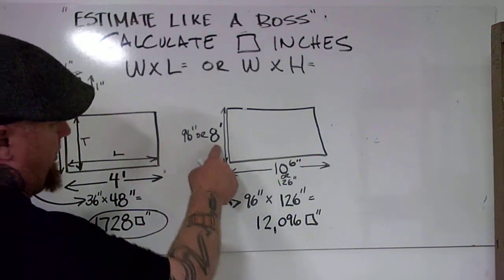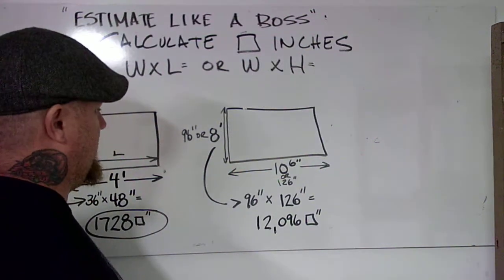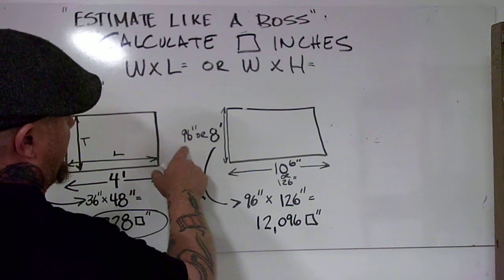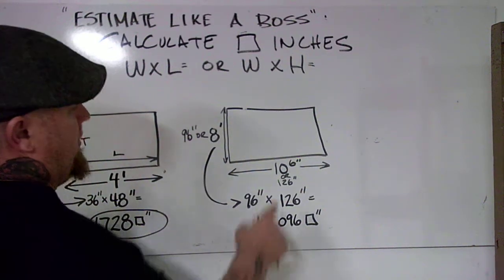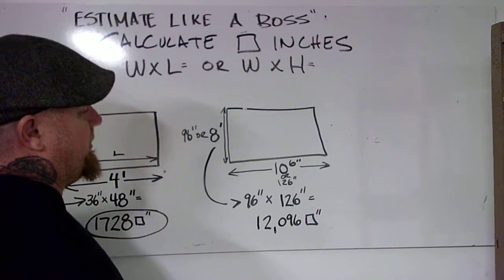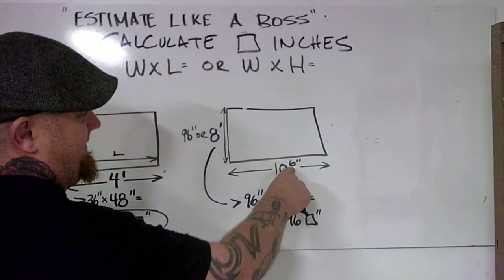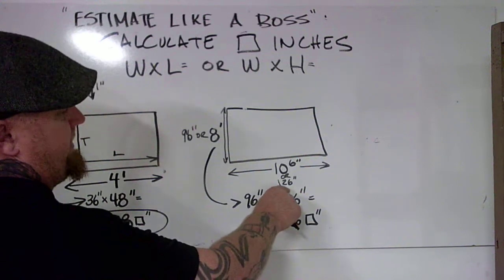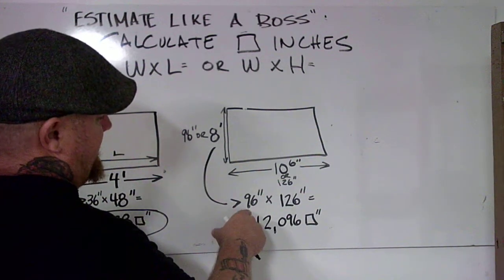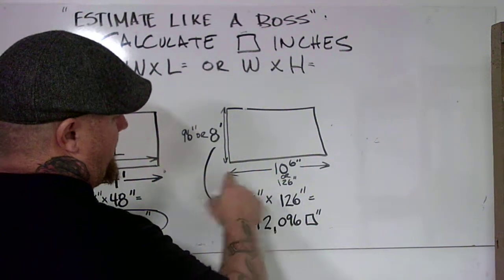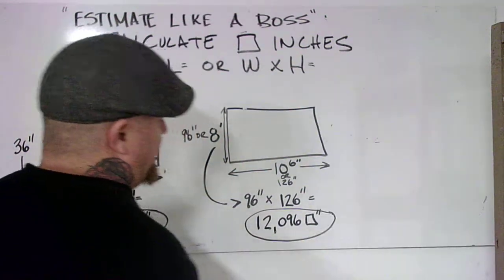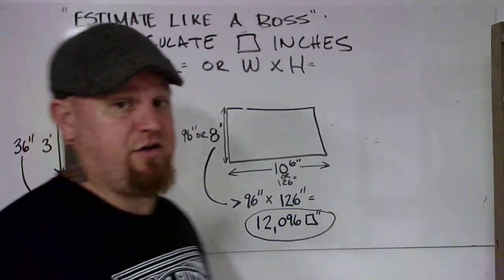On this one, we pretended that this was a wall. It was 8 foot tall by 10 foot 6 wide. We took 8 feet and multiplied it by 12 to get 96 inches. We took 10 foot 6 and multiplied it by 12 to get 120 inches, and then added the 6 inches to get 126 inches. So we took the height, 96 inches, multiplied by the width of the wall, which was 126 inches, to get our total square inches of 12,096 square inches.